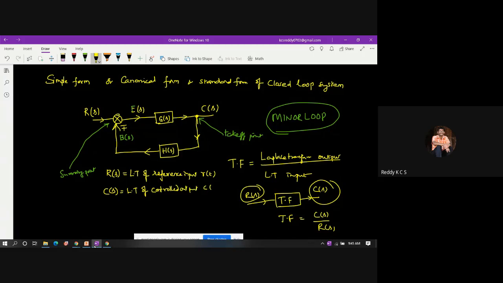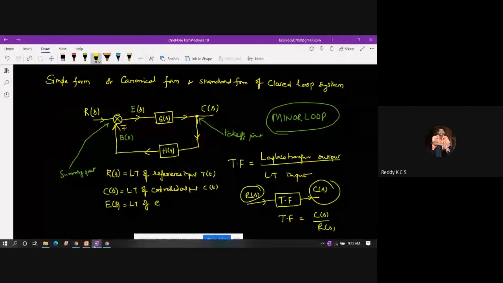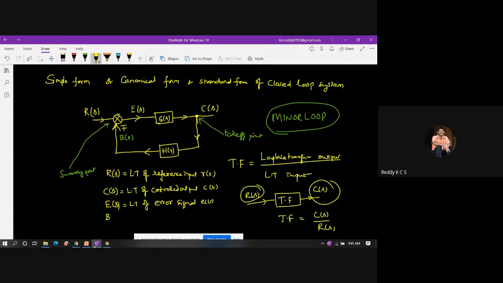Similarly, for each element represented in the block diagram, I am going to write here. E of s is nothing but the Laplace transformation of the error signal, E of t. Similarly, I am going to write B of s, which is the Laplace transformation of the feedback signal, that is B of t.